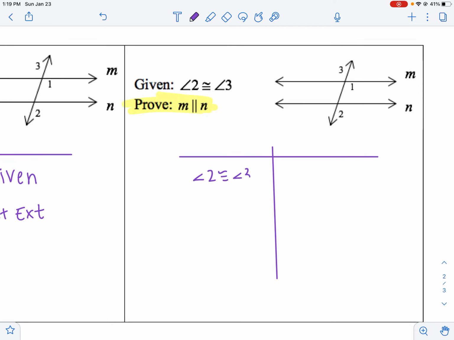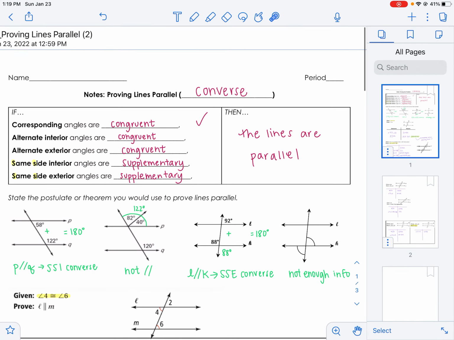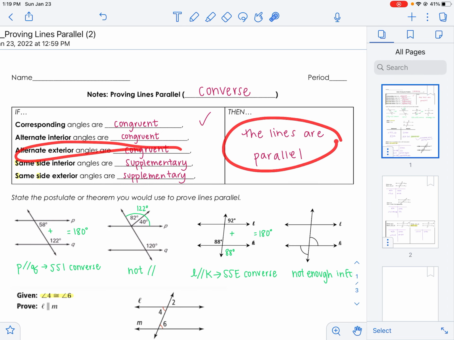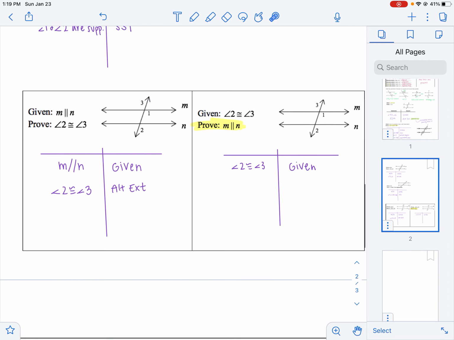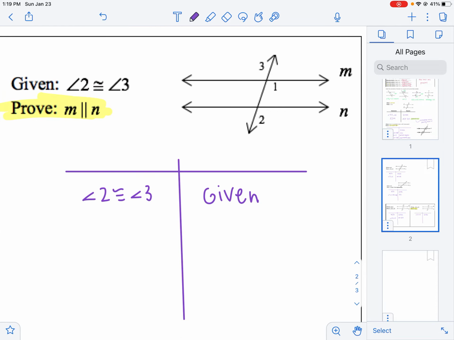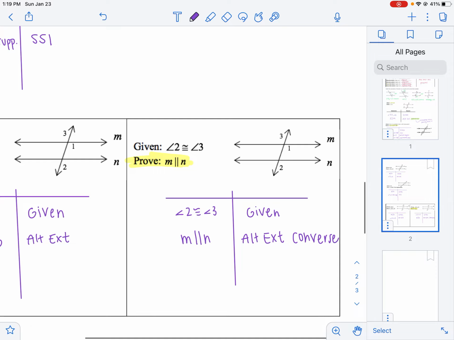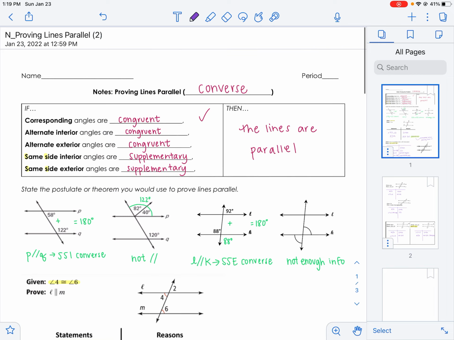Okay, hopefully you paused and were able to get this done. Our given is that angle 2 is congruent to angle 3, given. Okay, just a second ago we said that angle 2 and angle 3 were alternate exterior angles. If they are congruent, then your lines are parallel. Well, they're alternate exterior, they are congruent, which would mean that our lines are parallel. So I'm going to say that M is parallel to N. Why? Alternate exterior angles. But because I'm proving that the lines are parallel, I just have to write in that word converse. And that's it. That's how we prove that lines are parallel.